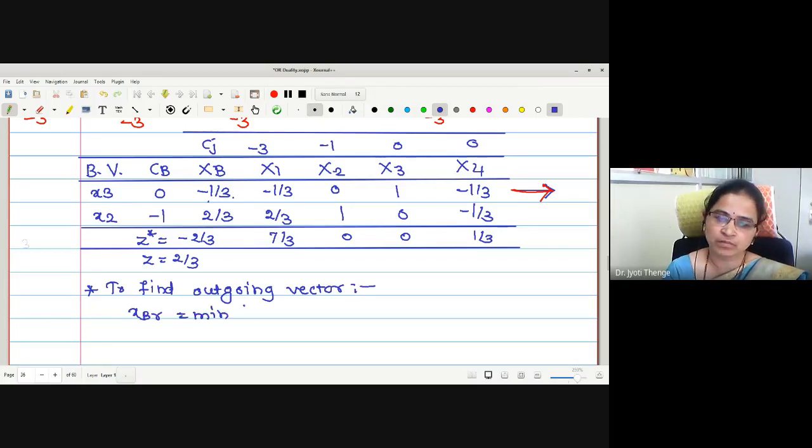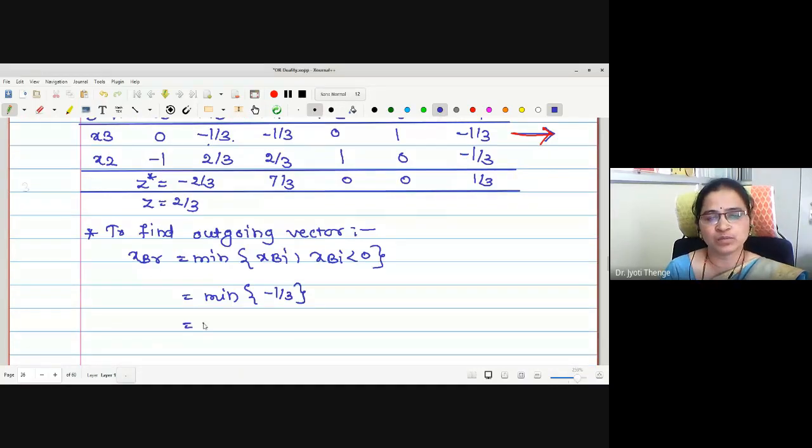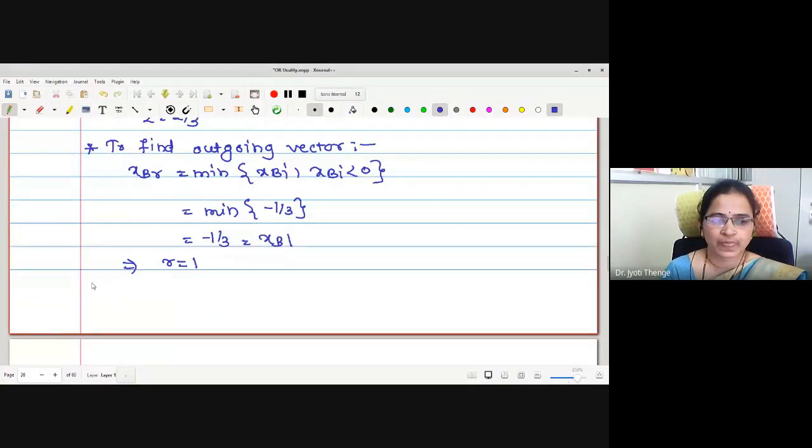Find outgoing vector. XBr is minimum XBi less than 0. But how many XBi are negative? Only one XBi is negative, so it itself will be the minimum. And this corresponds to XB1, the first basic variable. So what is the value of r? We are getting 1. Therefore, the first basic variable, X3, will leave the basis.